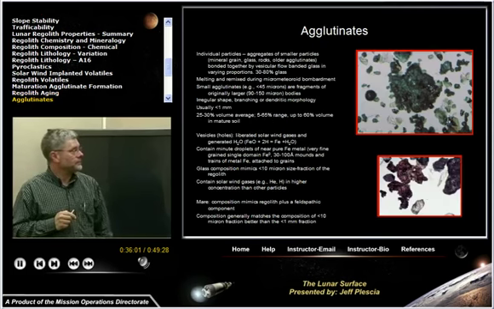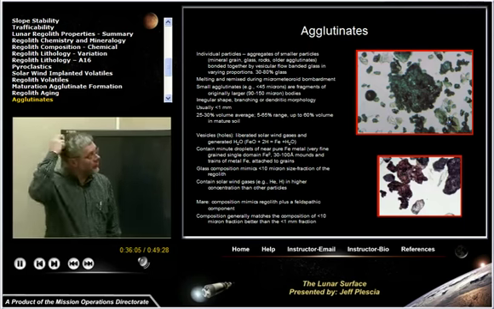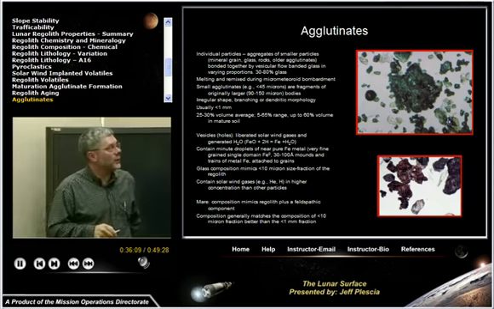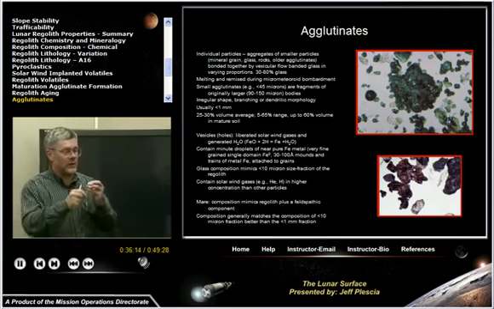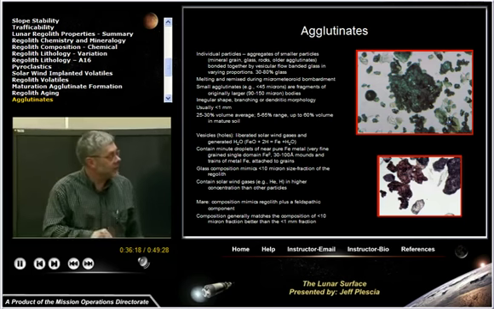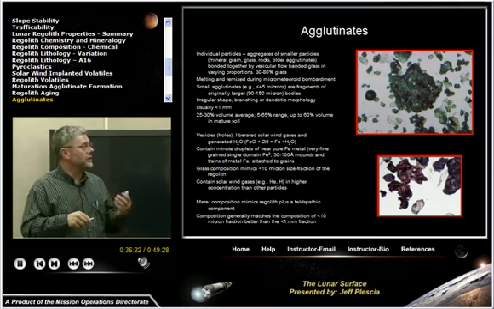Next slide. These are what some of the agglutinates look like. As I mentioned before, the agglutinates are little particles that are composed of smaller particles by the impact process. When you get a micrometeorite impact, you locally melt the surface material, and so you glue these particles together into little agglutinate particles, which are very unusually shaped. They're also typically very small, and they're very hard because of the glass.